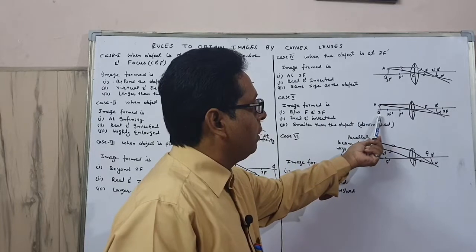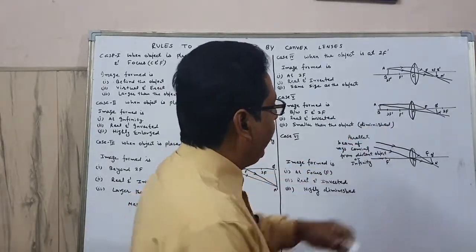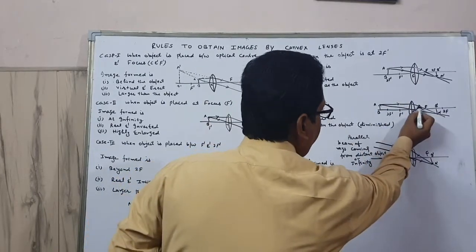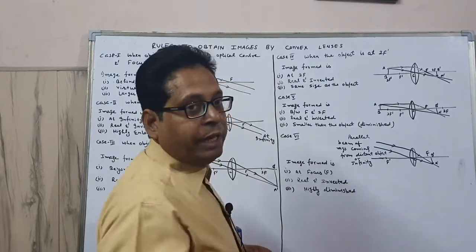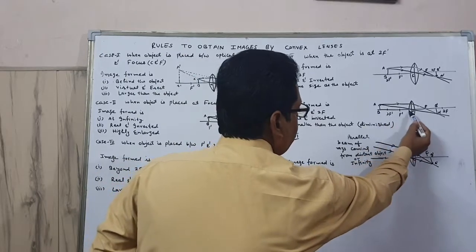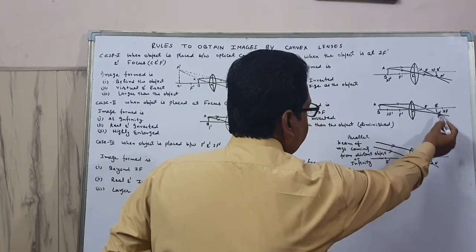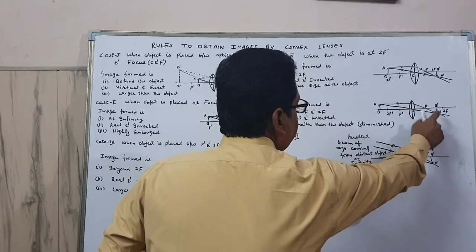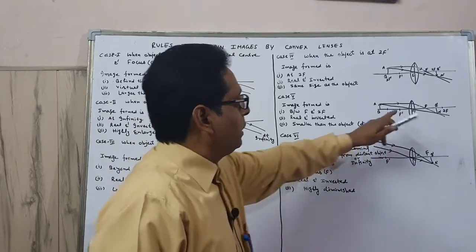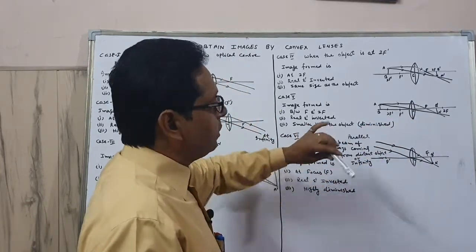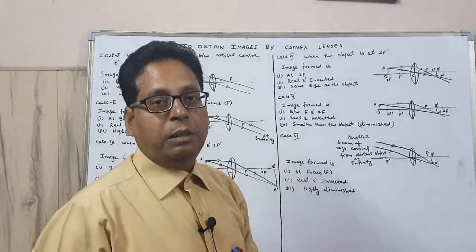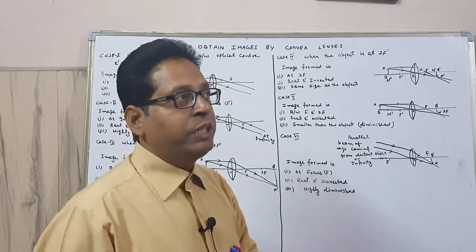Next case, when the object is beyond 2F. It is lying somewhere here, AB, and this ray is parallel to the principal axis, and after refraction it will pass through the focus, as you know. The second ray passes through the optical center, and it intersects at this point. So you can see it is lying between F and 2F. The image is real and inverted, and smaller than the size of the object. So you can also say a diminished image.